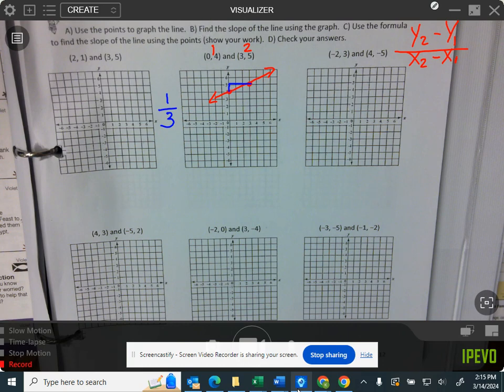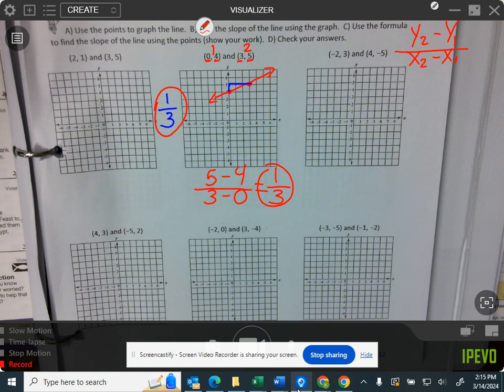Now I'm going to check with the formula. Am I going to use the formula correctly? So I start with my y's, y2 minus y1 over x2 minus x1, and I do my math. 5 minus 4 is 1, 3 minus 0 is 3. I get 1/3 and 1/3. I did it correctly.